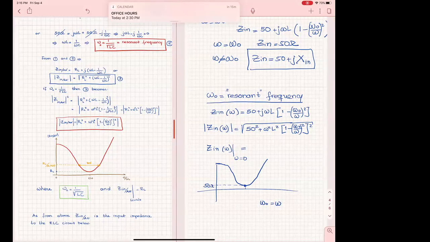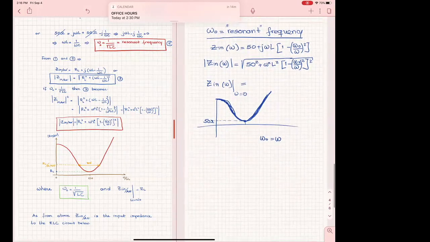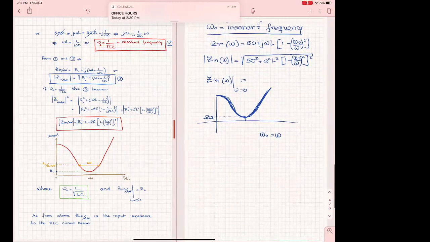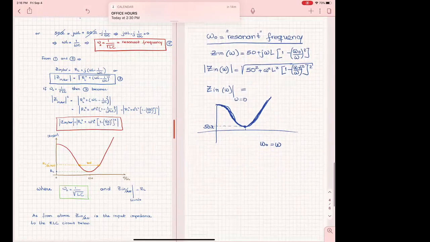And then as it goes away, it goes up again. All right, so we see that impedance goes like that. What happens right at this point? Let's think about this. At this point, we said from here, this point.